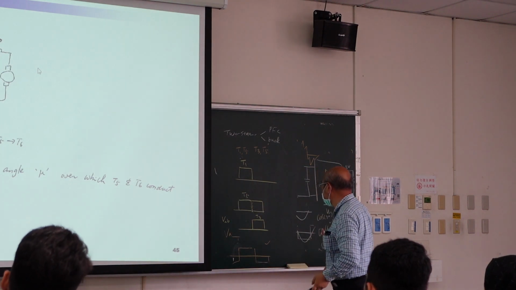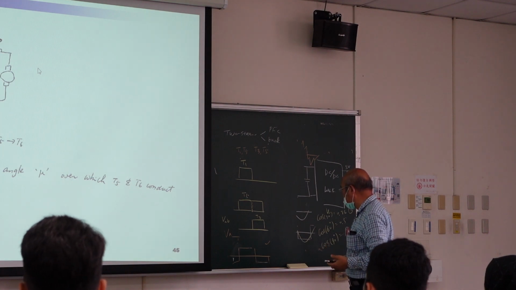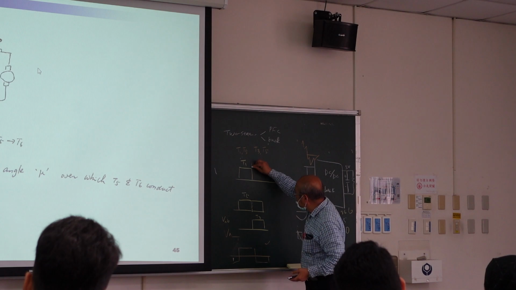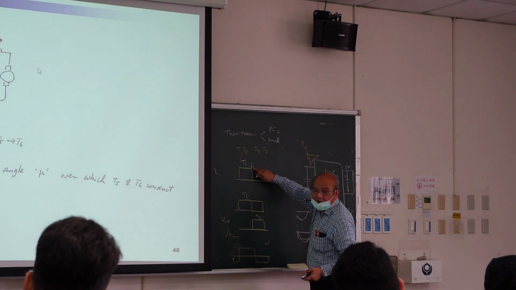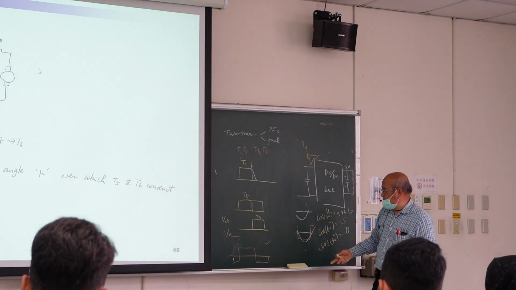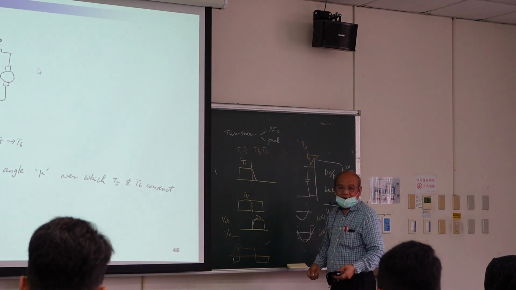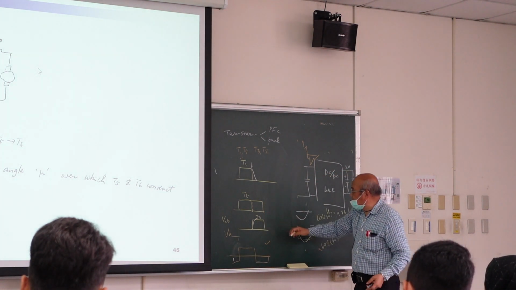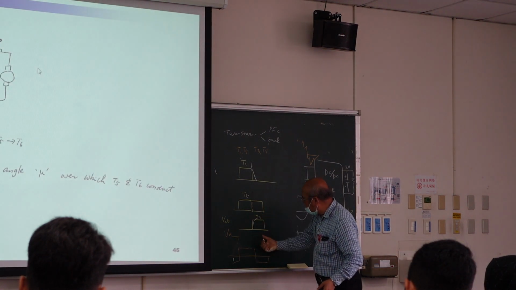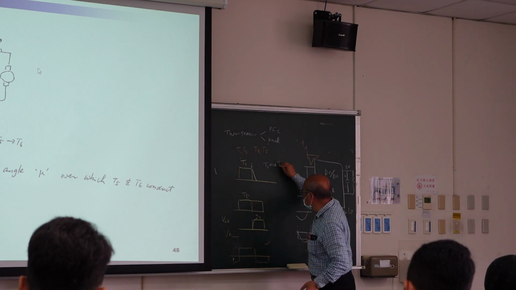For SCR it is quite slow. If you turn it off, it does not turn off immediately. It causes some delay. If you turn on this one, it also causes delay. Then what happens? Here, T1 still is on. T3 tries to turn on. Then T1 and T3, what happens?